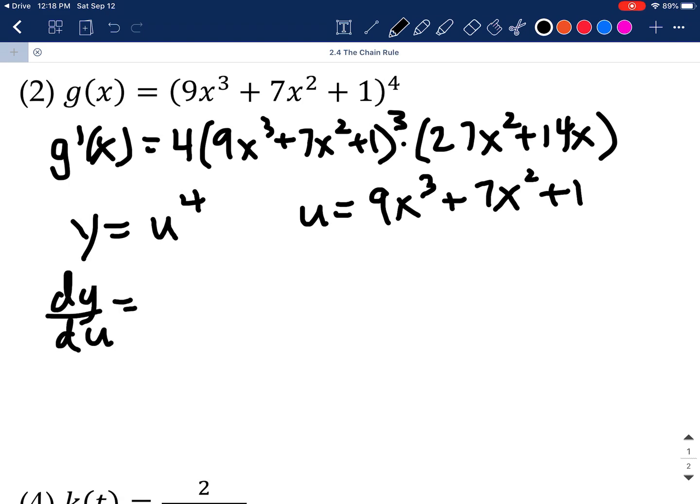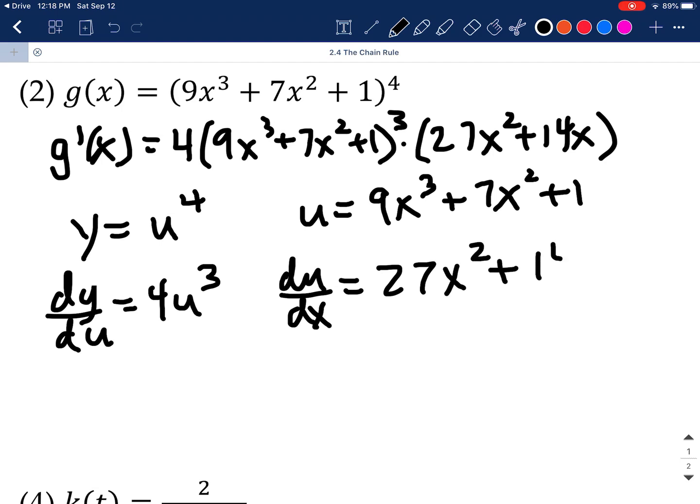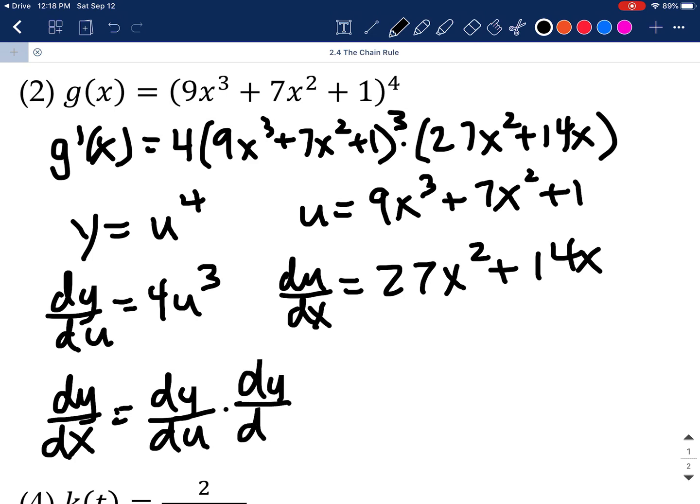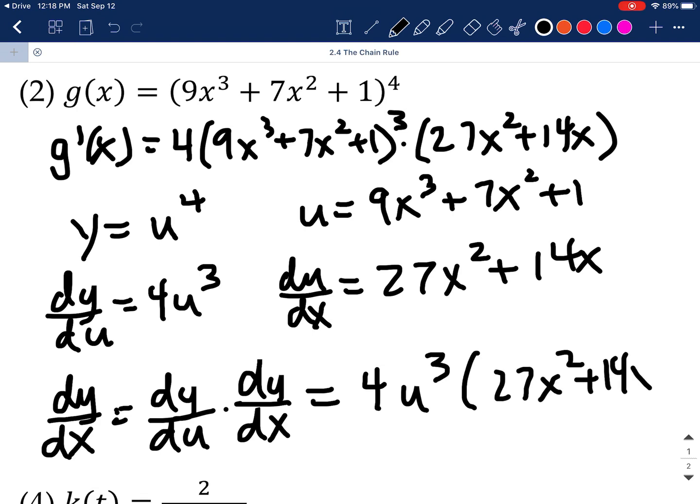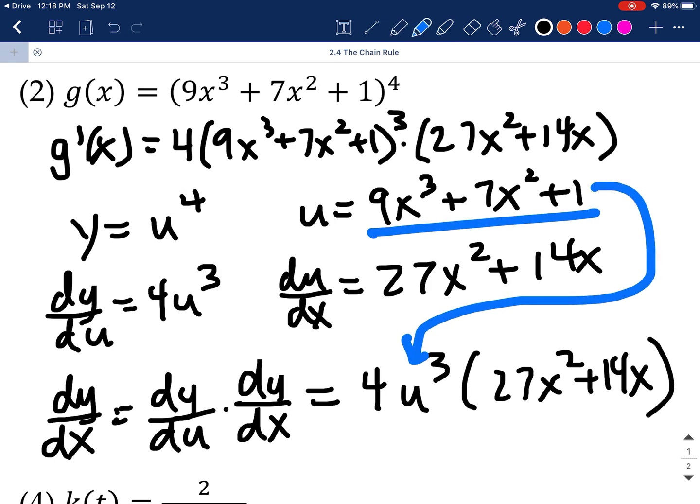And then we can differentiate with respect to u. So we'll get 4u cubed, and then differentiate with respect to x, and we'll get 27x squared plus 14x. Then we'll combine those. So we'll have dy/dx equals dy/du times du/dx, which is going to give us 4u cubed times 27x squared plus 14x, which again, when I substitute that in, I'll end up with what I started with up at the top there.